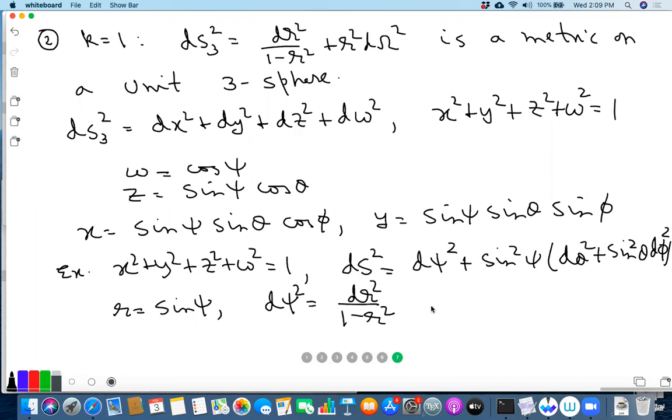Okay, so this allows us to write ds3 square as dr square over 1 minus r square plus r square d omega square. And this is what we have been calling d omega square. So that's exactly this. So the k equal to one case represents the metric on a unit sphere. Is this clear?